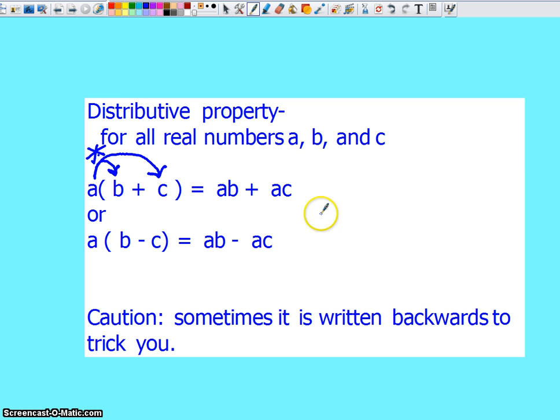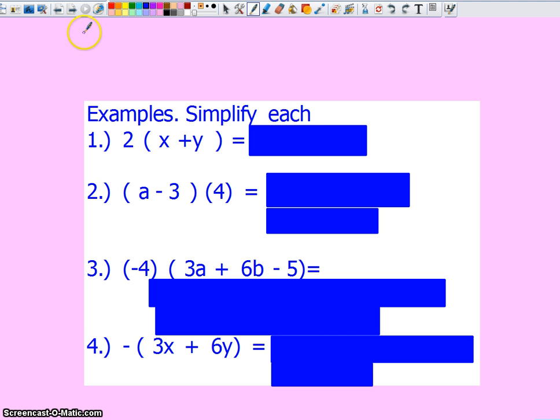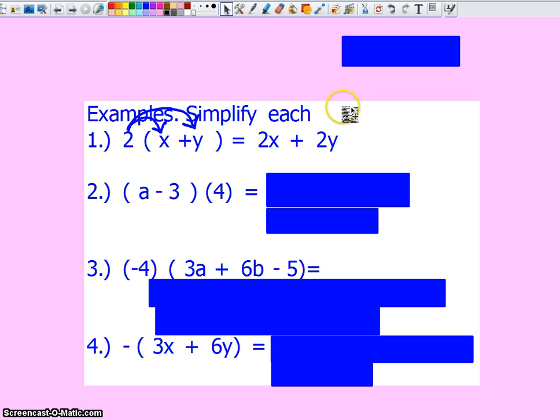Sometimes they write it backwards to trick you, and that would be something like x minus 2 times 4. And they put the number at the back. It's still just going to be distributed or multiplied by each thing inside the parentheses. So for example, if you have 2 times x plus y, you're going to take 2 times x, and then you're going to take 2 times y, and you get 2x plus 2y.